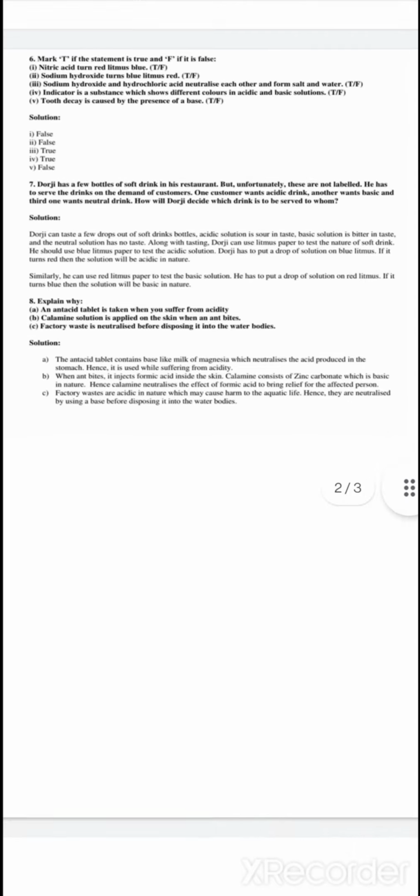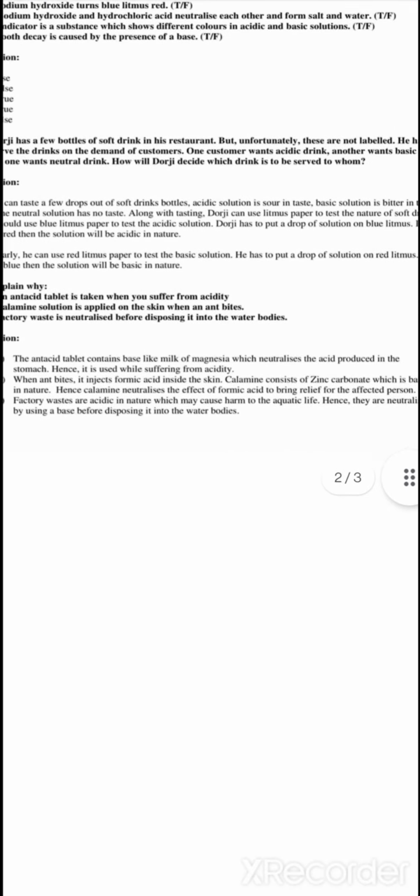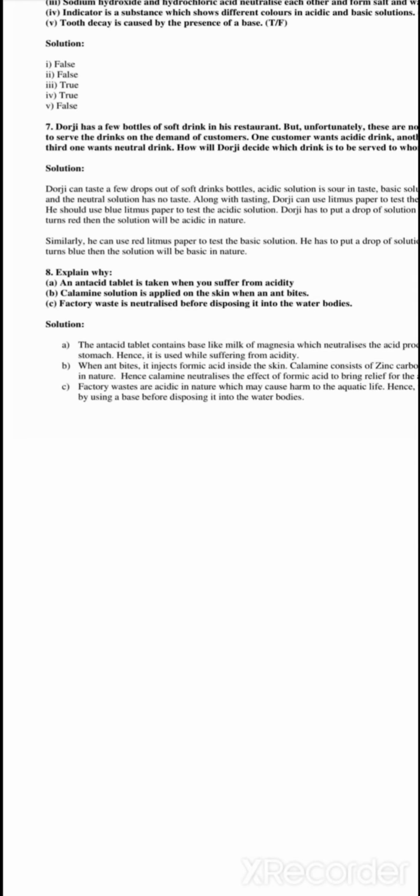Dorji can use litmus paper to test the nature of that drink. He should use blue litmus paper first to test the acidic solution. Dorji has to put a drop of solution on blue litmus. If it turns red, then the solution will be acidic, because you know that acid turns blue litmus paper into red color.